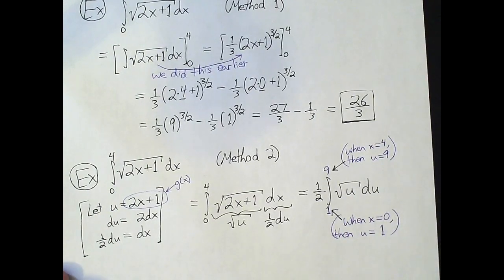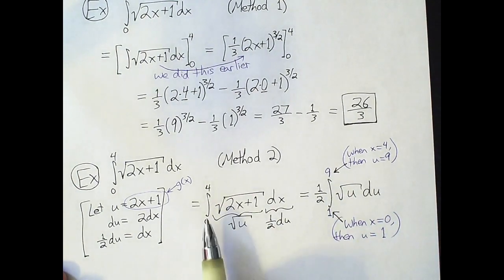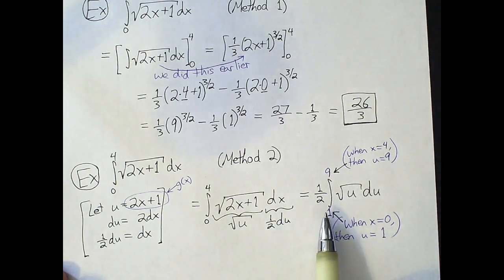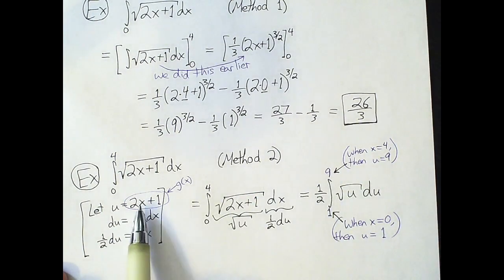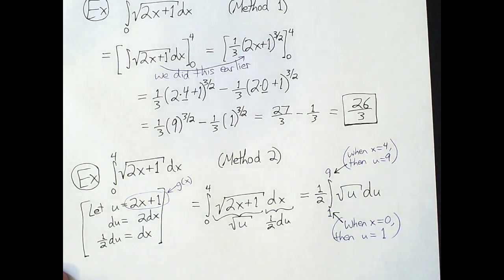This is what I meant when I say we keep the limits of integration, but we adjust them. So the 0 and the 4, those were x values, and we wanted to turn them into u values. So the 0 got adjusted to a 1, and the 4 got adjusted to a 9, because when you put in 0 and 4 into this, you get 1 and 9.